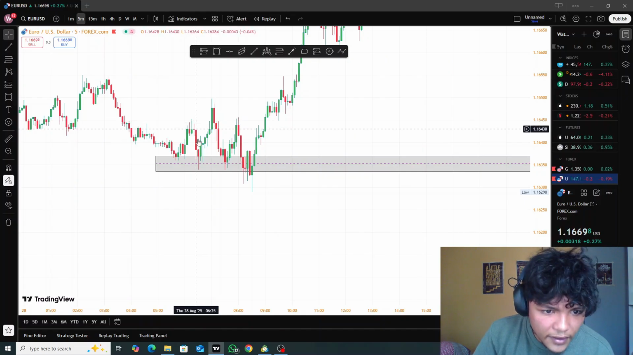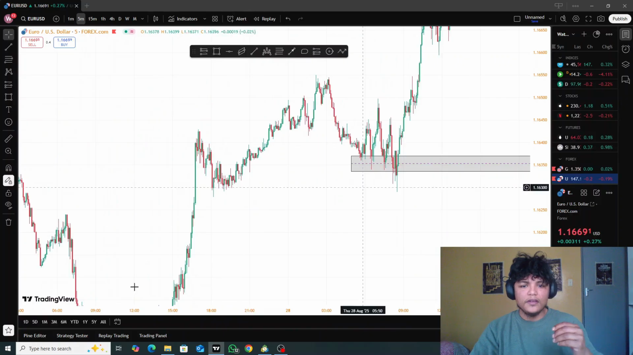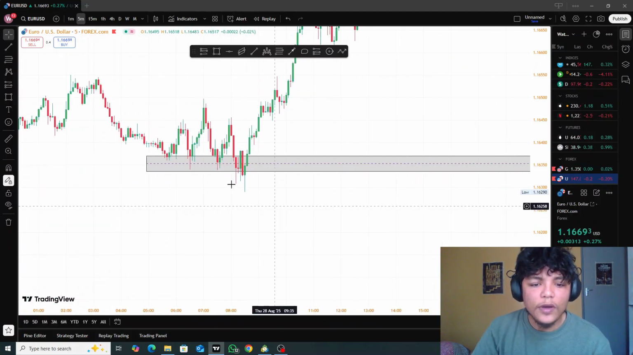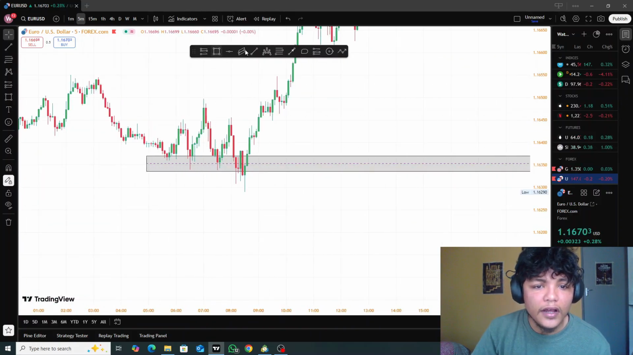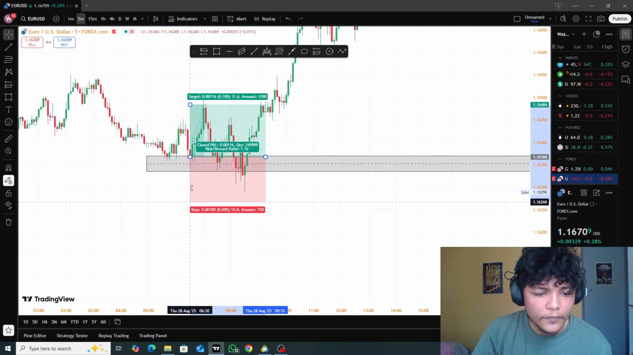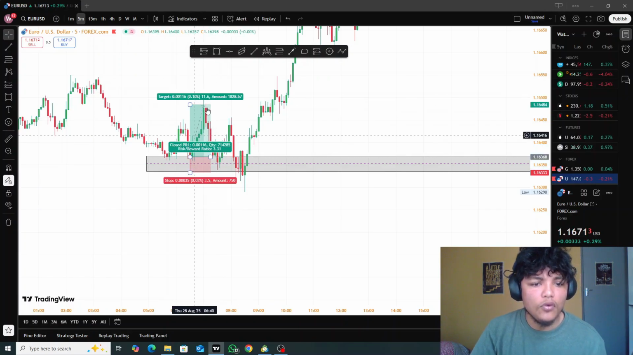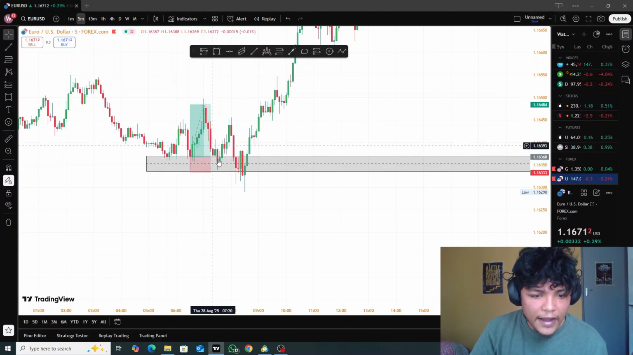The market is coming down again, and since we have support and EUR/USD is currently in an uptrend, we want to buy at the support level. So now you buy here, and you target the 1 to 3 risk to reward ratio. You see, boom, take profit got hit. Now you wait for the level to come again.